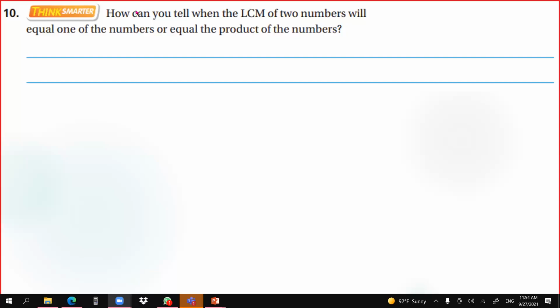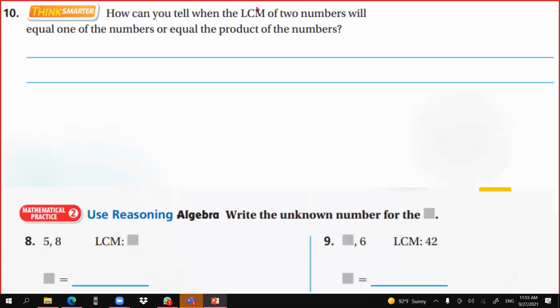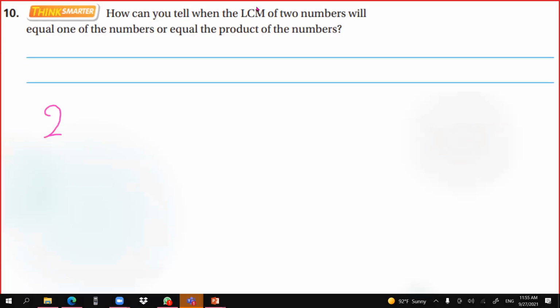Now, here what do we have? We have the least common multiple. They told me that if you have two numbers, like 2 and 8, what are the multiples of 2? 2, 4, 6, and 8. And the multiples of 8 are 8 and 16 and so on.